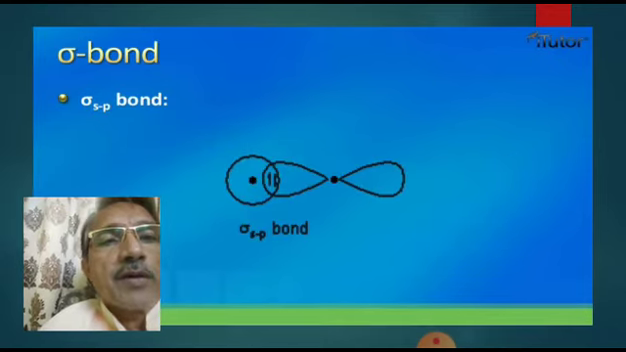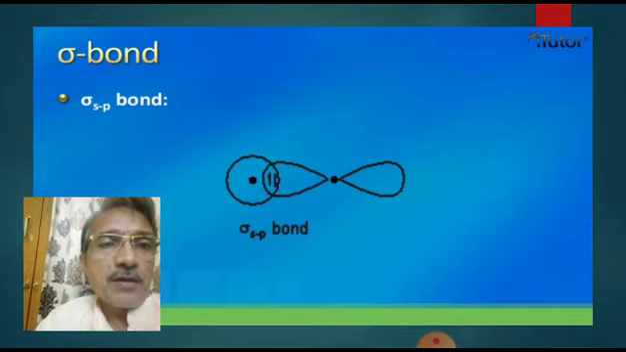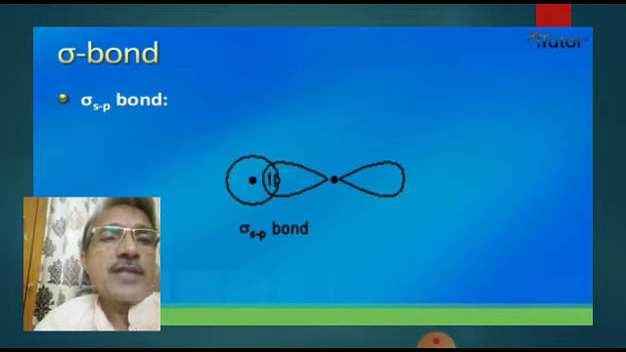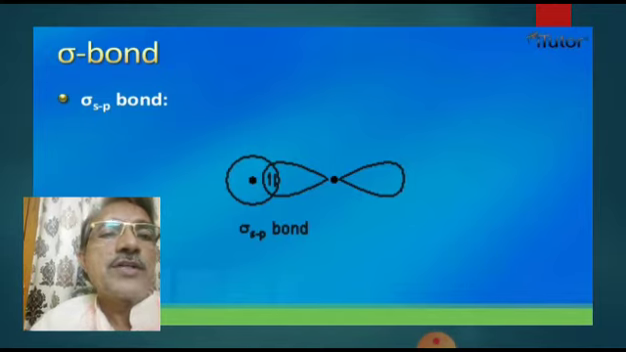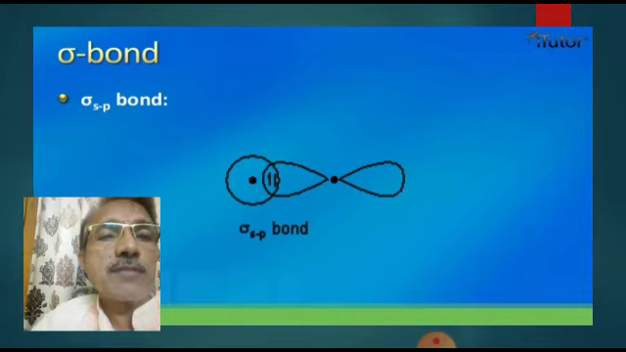Now sigma sp bond. Sigma sp bond is formed by linear or axial overlap between s orbital of one atom and a p orbital of another atom. The extent of overlap between s orbital and p orbital is weaker than overlap between two p orbitals but stronger than overlap between two s orbitals. Therefore, sigma sp bond is a weaker bond than sigma pp bond, whereas sigma sp bond is a stronger bond than sigma ss bond.